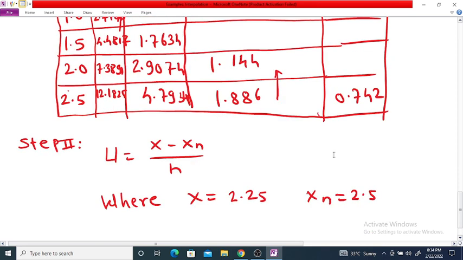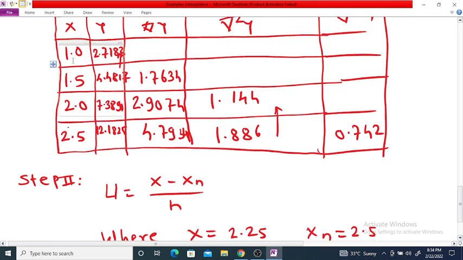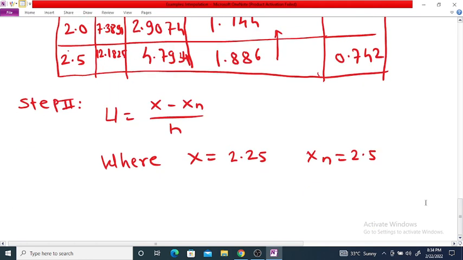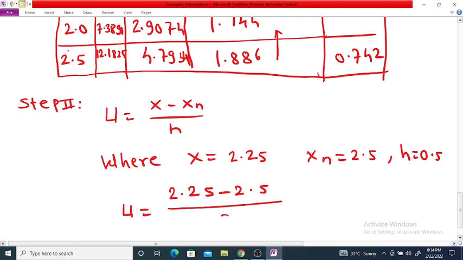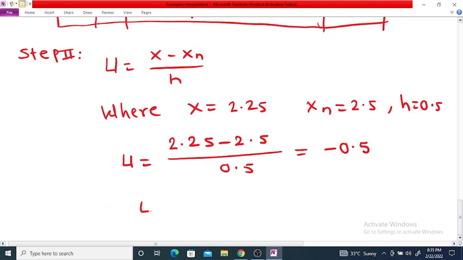What is h here? You can see the difference between the values, 2.0 minus 1.5, is equal to 0.5. So u is equal to x minus xn divided by h, so it is 2.25 minus 2.5 divided by 0.5, which is equal to minus 0.5. So u is equal to minus 0.5.